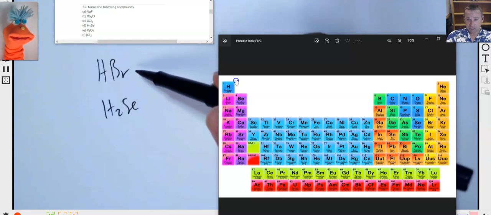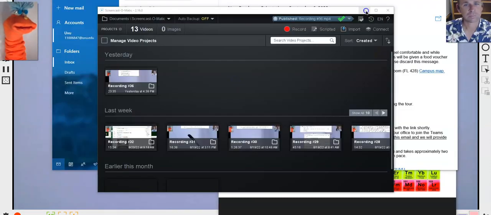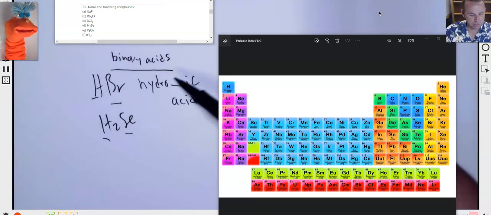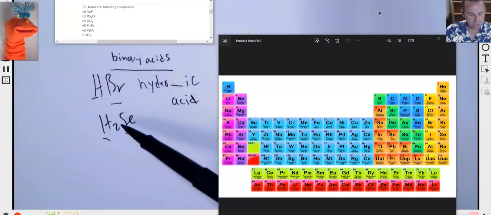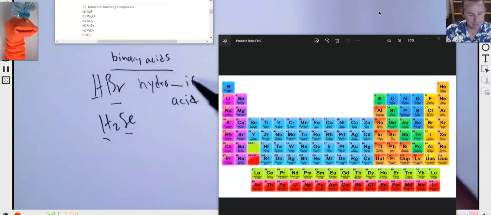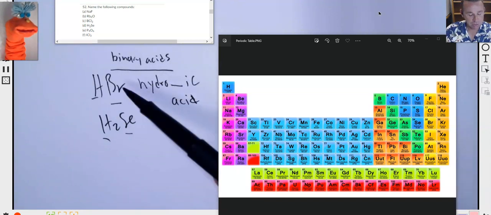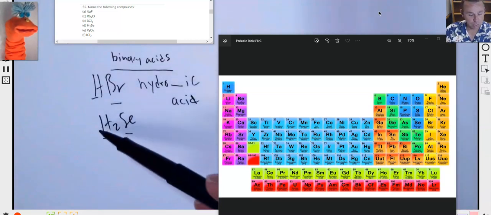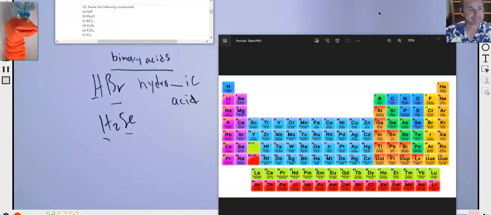And we have to follow the acid naming rules. Okay. All right. So hydrobromic and hydroselenic follow this binary acids hydro-blank-ic model when they're placed in water. When they're not in water, we can call them hydrogen bromide and dihydrogen selenide.